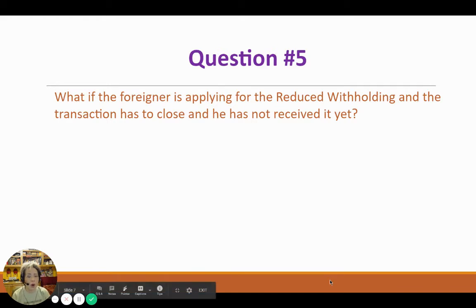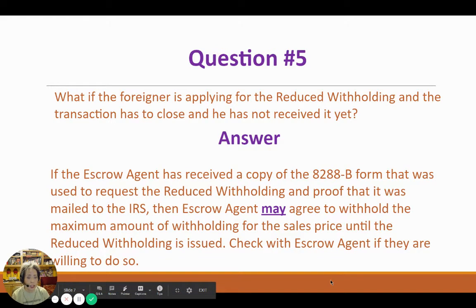Question number 5. What if the foreigner is applying for the reduced withholding and the transaction has to close and he has not received it yet? Well, if the escrow agent has received a copy of the 8288B form that was used to request the reduced withholding, and if the escrow agent has gotten proof that it was mailed to the IRS, then the escrow agent may agree to withhold the maximum amount of withholding for the sales price until the reduced withholding is issued.